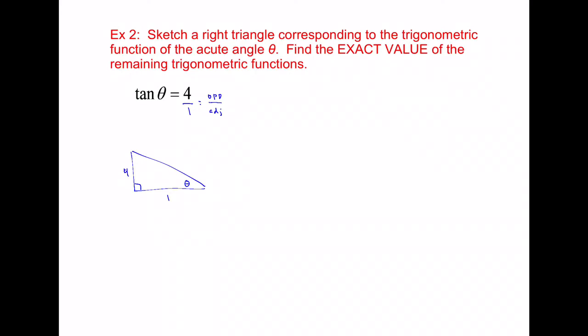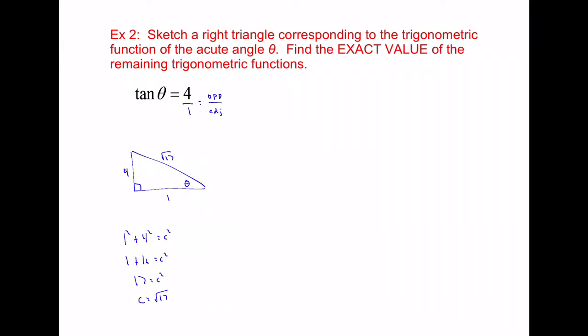Not drawn to scale, but that's opposite over adjacent. Now you can use the Pythagorean theorem to find the hypotenuse. So that'd be 1 squared plus 4 squared is equal to c squared. So 1 plus 16, so 17 is equal to c squared. So c is equal to the square root of 17. So now, once again, just like on the last one, you have all 3 side lengths.